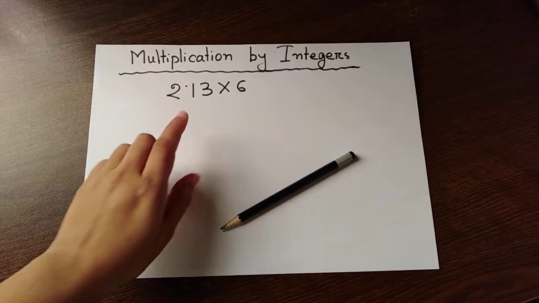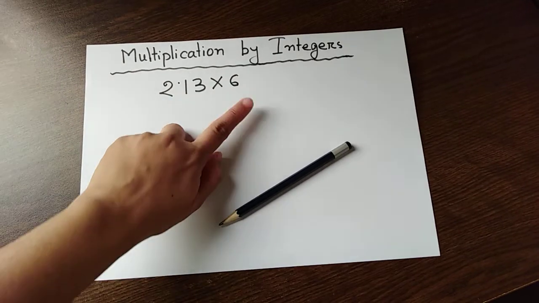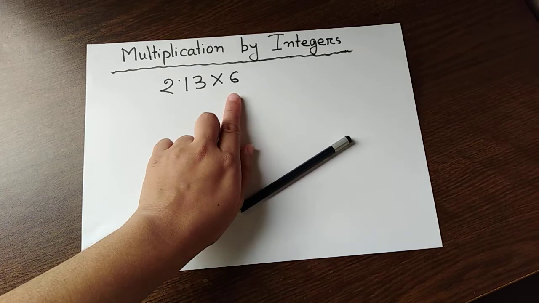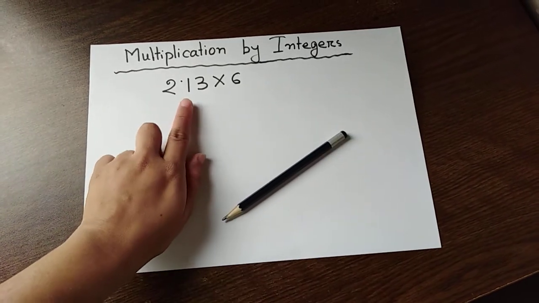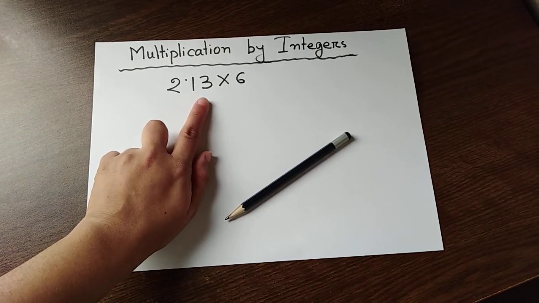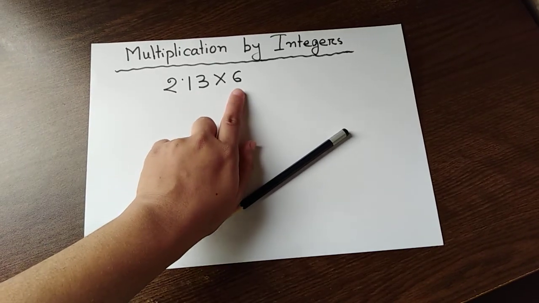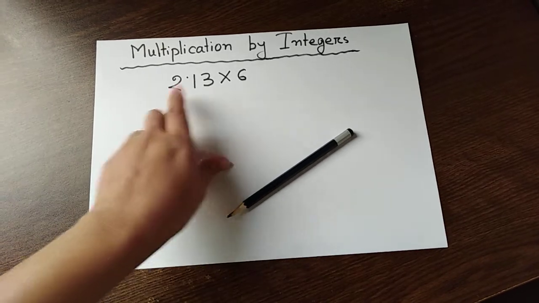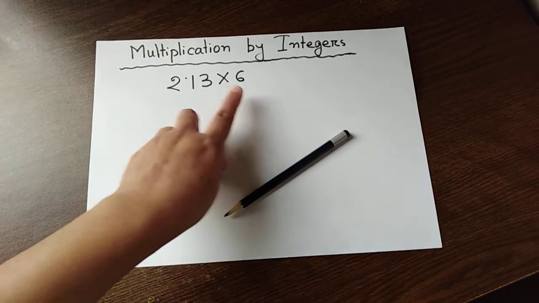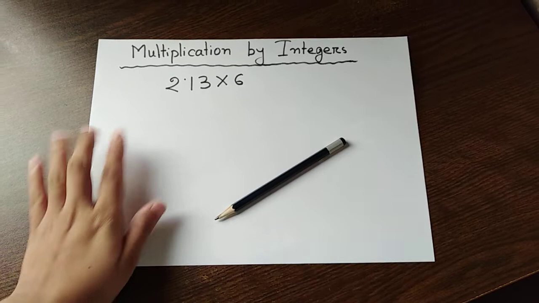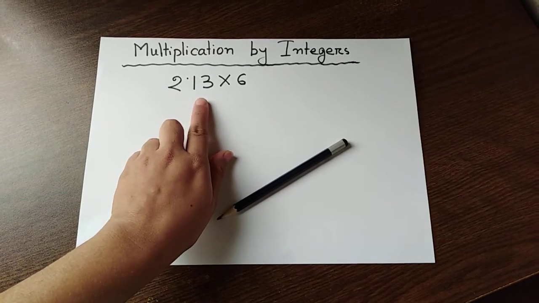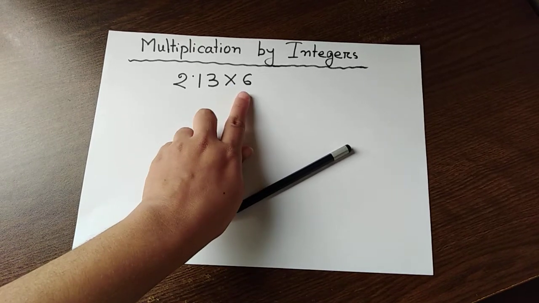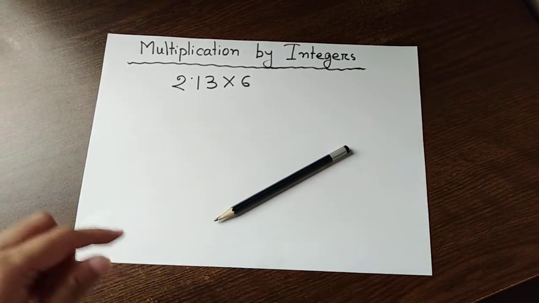Here I am taking two numbers. One is 2.13 and 6. 2.13 is multiplicand and 6 is multiplier. We have to multiply 2.13 by 6. Here 2.13 is the decimal fraction and 6 is the integer.